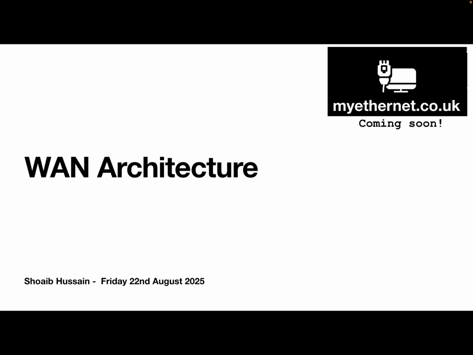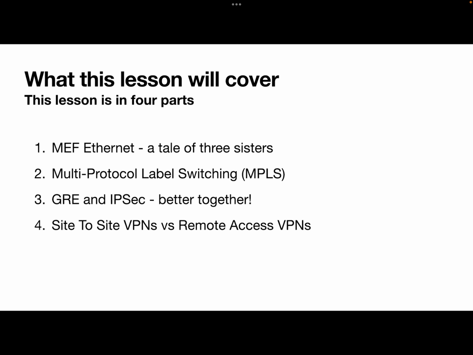But I'm excited about this lesson and there's a lot to cover, so let's get into the lesson. What this lesson will be covering is there's 4 parts to this. So first we've got Metro Ethernet. We're going to be looking at Metro Ethernet and what I call the 3 sisters of Metro Ethernet. So we're looking at E-line and ELAN and E-tree.